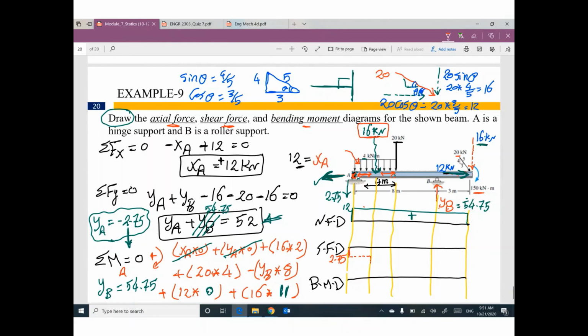More 16, you are at 2.75. I will go down 16 until you reach 18.75. Keep walking. Dashed. Keep walking. Dashed. Are you done with the distributed load? Yes. During distributed load, I will walk normal, but dashed.